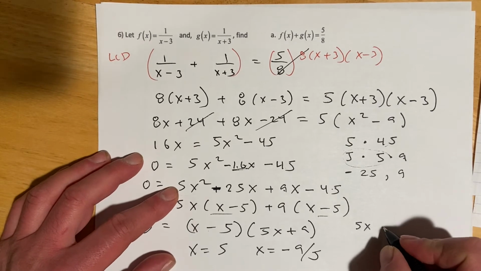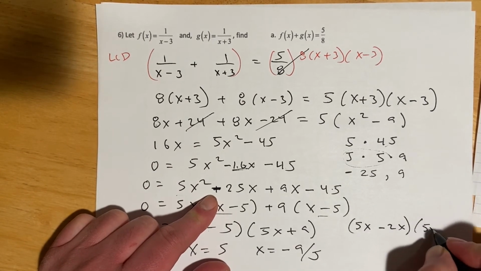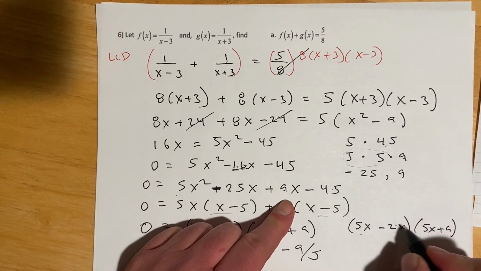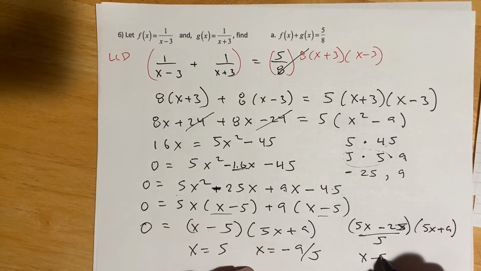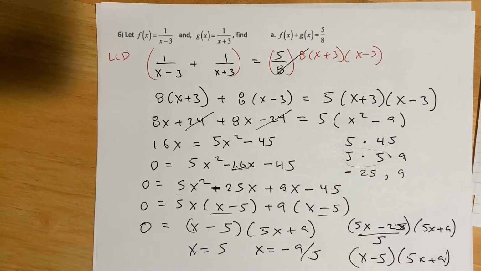That'd be 5x minus 25, 5x plus 9. And then 25, and then just divide out the 5 right there, x minus 5, 5x plus 9. I actually like magic better, but either one of those methods works just fine.